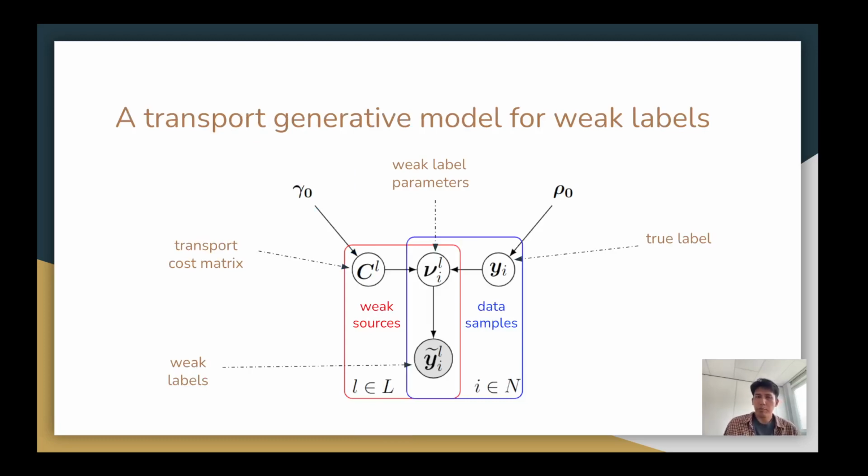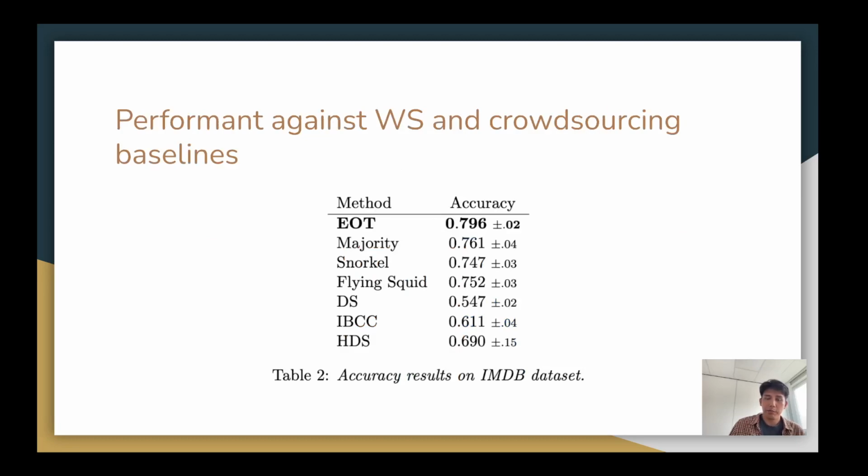In this work, we propose an optimal transport-based generative model to predict the true labels. In short, we'd like to infer a transport cost matrix random variable per source, C_l, and we use optimal transport to connect the true latent label y_i to their observable weak labels y tilde_li's. We use a fully Bayesian treatment with a tractable subroutine called Sinkhorn scaling. We saw an improved accuracy for downstream models trained using our latent label estimates.